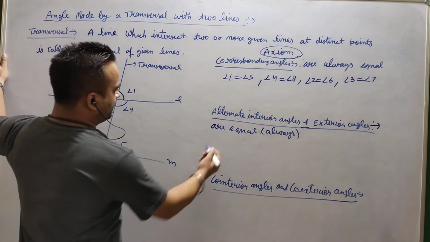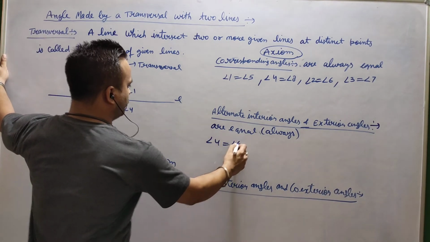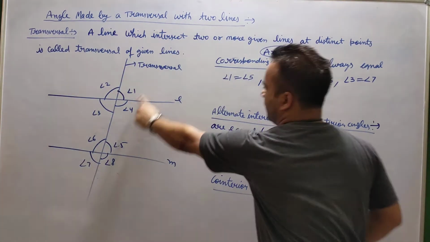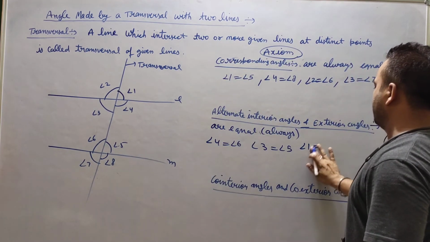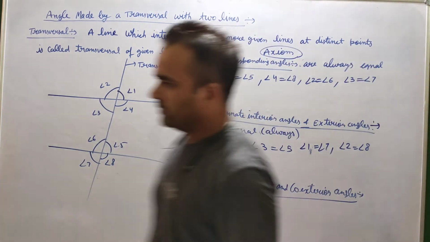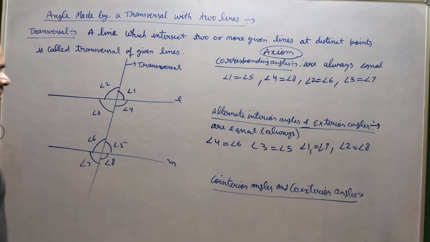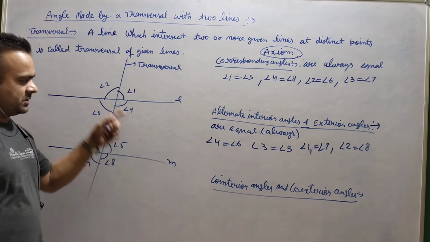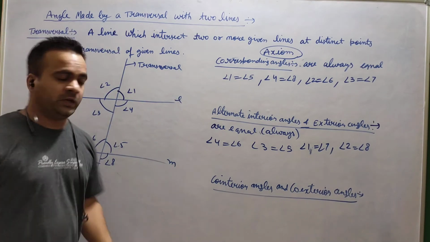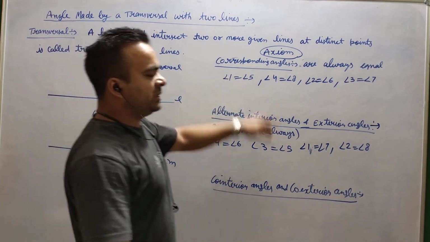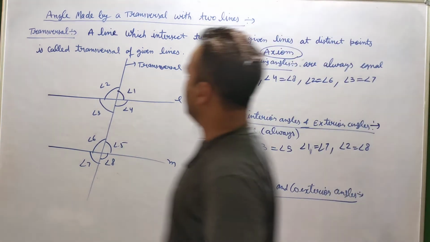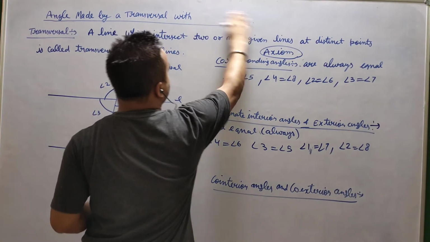Now I am coming here. Angle 4 will be equal to angle 6, angle 3 will be equal to angle 5, angle 1 will be equal to angle 7, and angle 2 will be equal to angle 8. You have to accept all these conditions, but you have to be very specific: these two lines should be parallel and one transversal should be there. If these lines are not parallel, then you will not say that they are equal. This is only for parallel lines and a transversal, the angles made by a transversal with parallel lines.